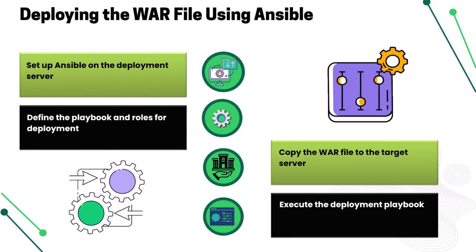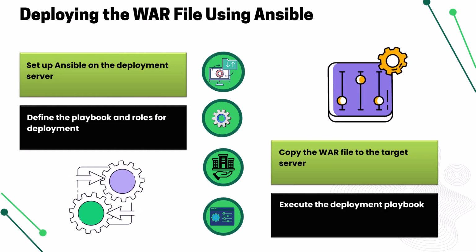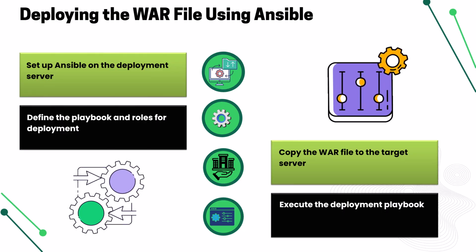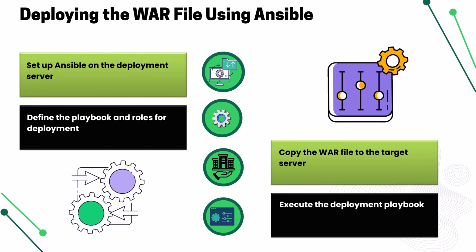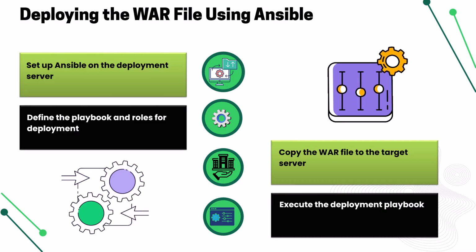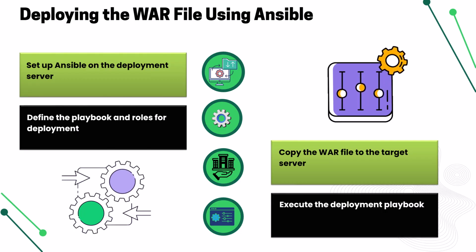All right, folks, let's talk about deploying our beloved WAR file using Ansible. First, we get Ansible up and running on our deployment server, because without it, well, nothing happens. Then we craft our playbook, our script for automated deployment. We copy the WAR file to its destined home, and finally, we launch the playbook. Simple, right? Unless, of course, Ansible decides to test our patience.